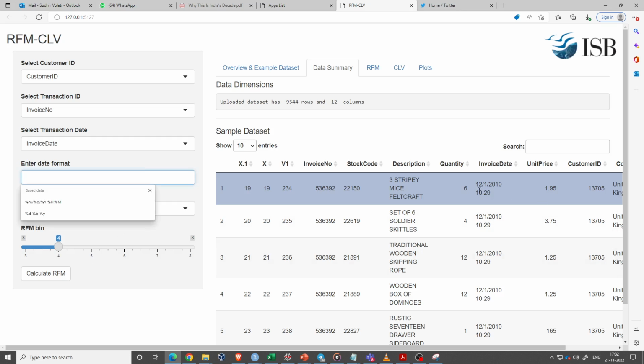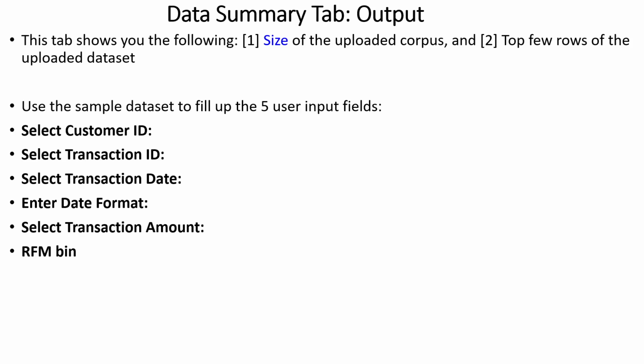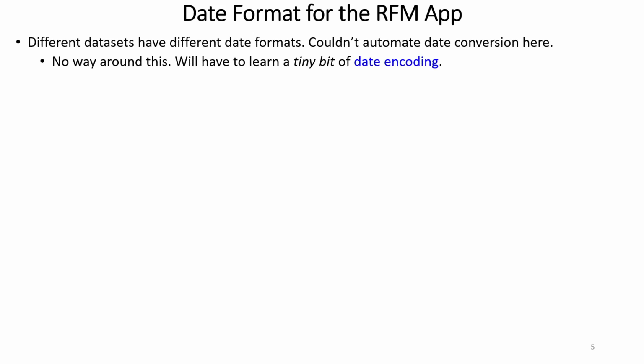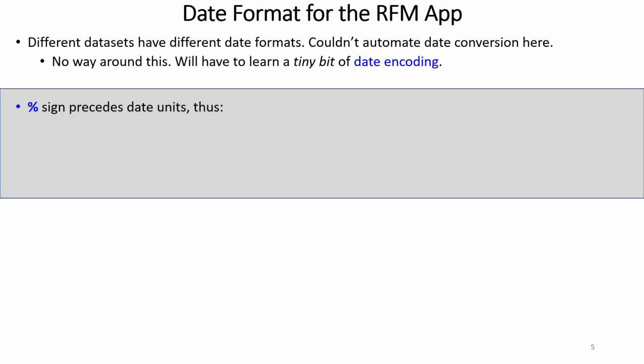Acha, date format. I have to basically write this date in a format the machine will understand. What is that format? Let us have a look. Acha, we will need all of these to make it work. The only thing we haven't gotten so far is date format, and that is where I am headed in the next slide. There it is. Different data sets, different date formats. Now, I couldn't automate this one. There are just too many different ways in which dates could be written. So I'm going to ask you to do a tiny bit of date encoding.